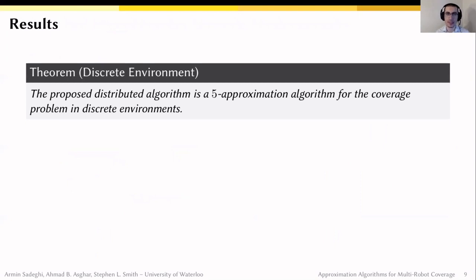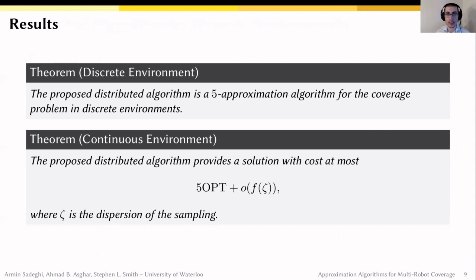This was the basic idea of the algorithm, in a distributed manner. And we show that this algorithm will converge to a locally optimal solution within 5 times the globally optimal solution in discrete environments. Also, we show that in continuous environments, it will converge to 5 times the optimal plus some slack. The slack is a function of how densely we sampled, or the dispersion of the sampling.